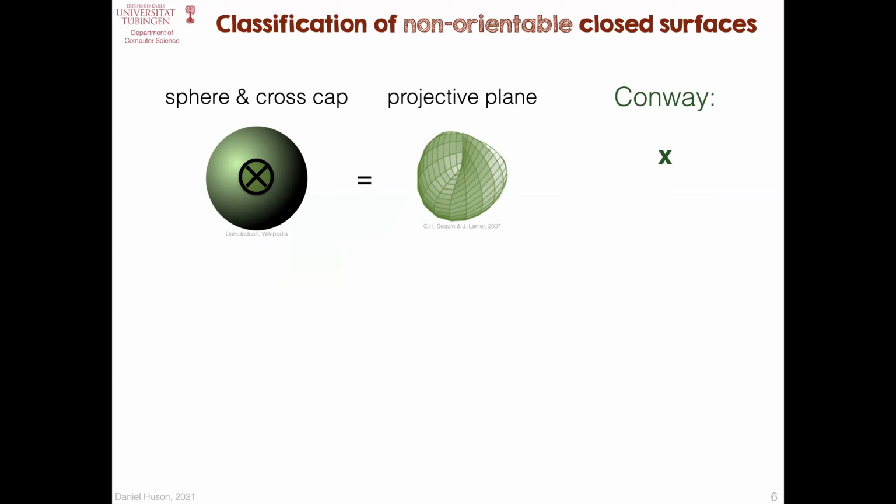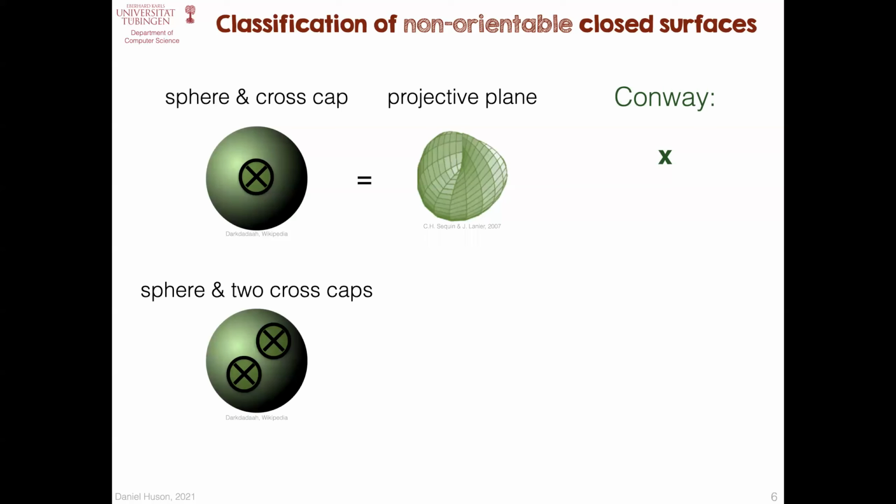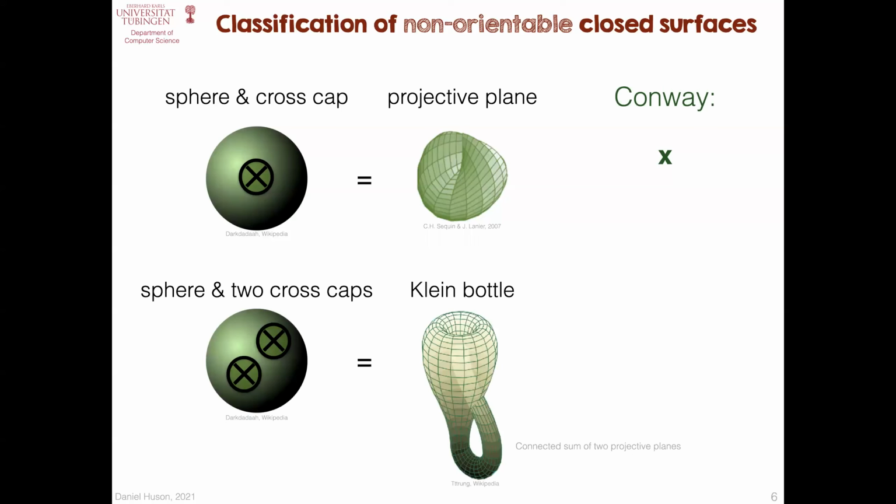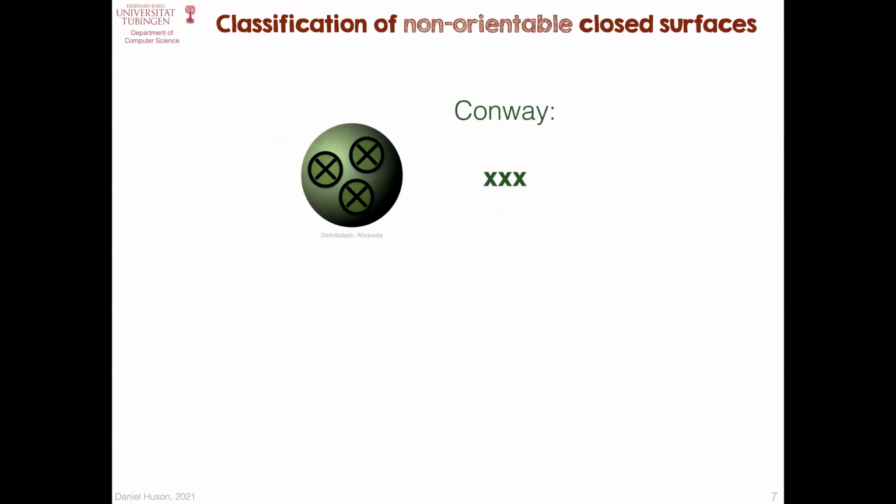And in Conway's notation, this is cross. With 2 cross caps, it turns out that's a Klein bottle, and that's cross cross in Conway's notation. And then, in general, if you have K cross caps, you designate that by K crosses.